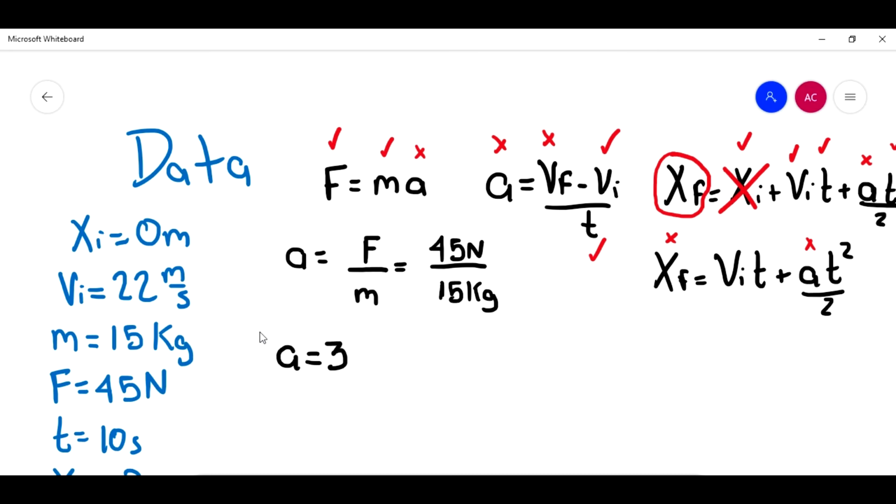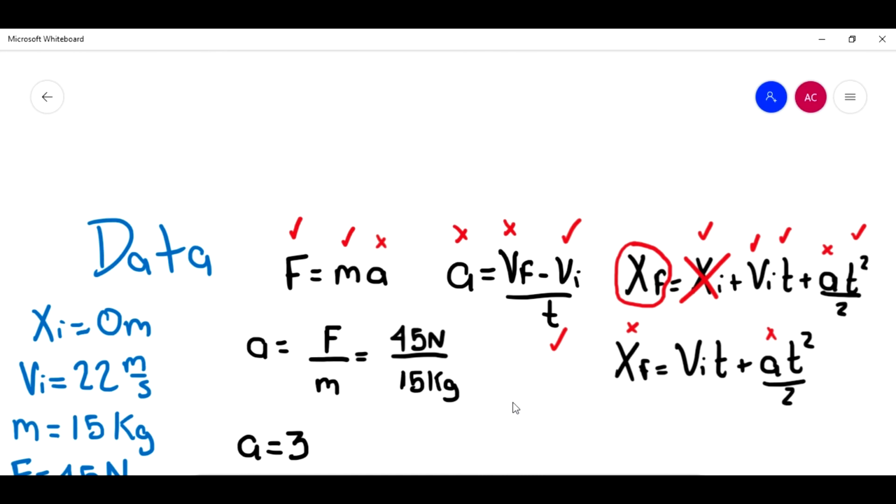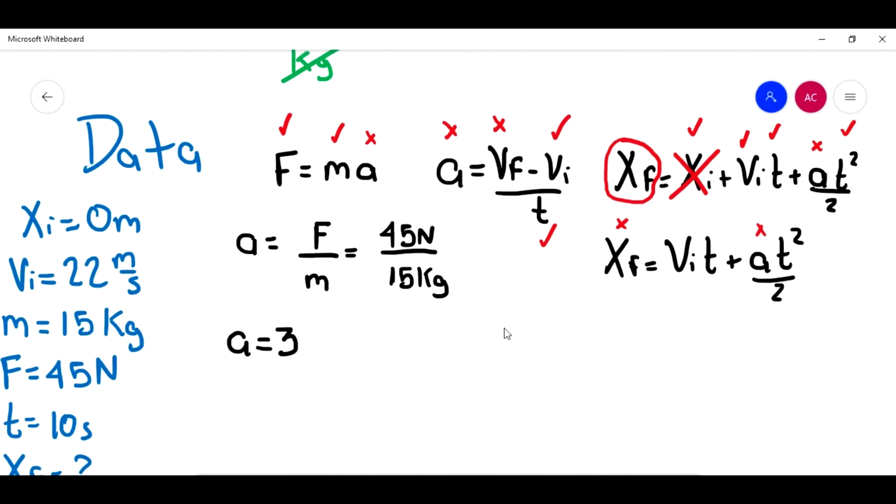If you want to know the units of the acceleration, just remember that newtons are kilograms times meters per second squared. So in this case I got newtons divided by kilograms. I'm going to cancel kilograms, and the units that I got left are meters per second squared. So the acceleration is in meters per second squared.